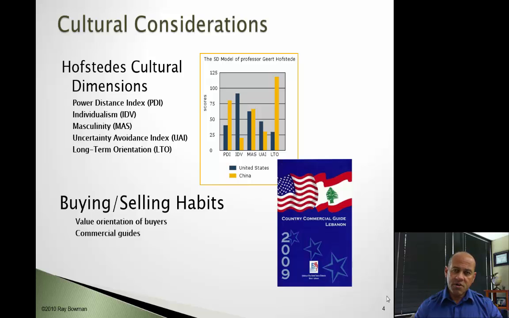Masculinity. Some cultures have more of a masculine component than others, and you have to understand what some of those differences are in order to adapt your product and your markets. Uncertainty avoidance. That is the extent to which a culture can adapt to rapid change in a market. Some cultures don't like change as much as others, or don't adapt to it as much as others.